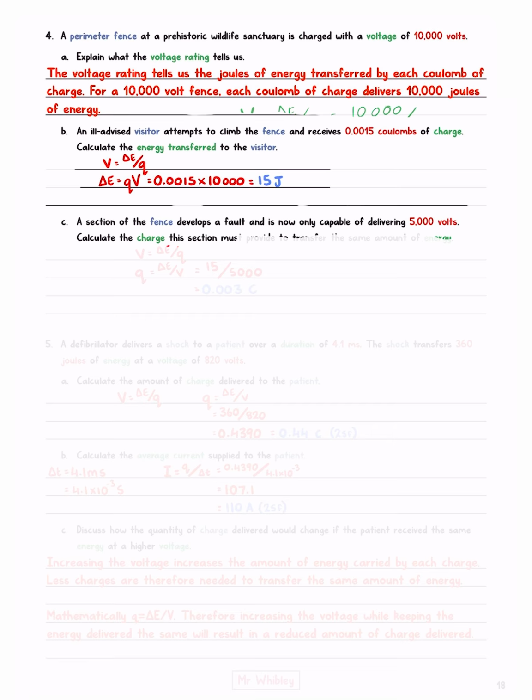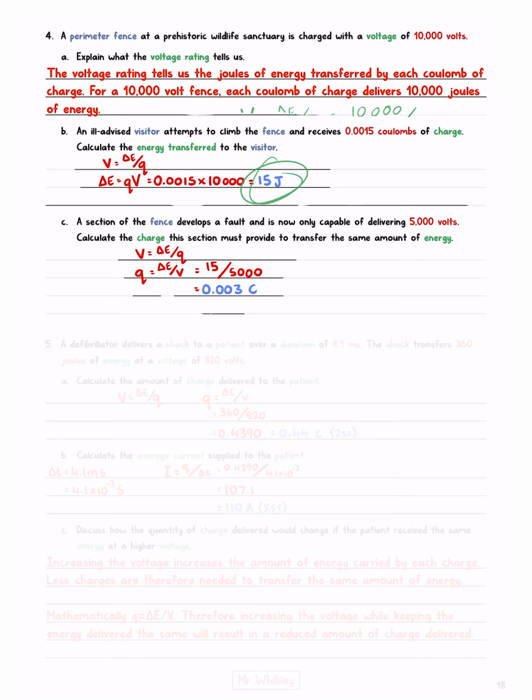Calculate the charge this section must provide to transfer the same amount of energy. Knowing that voltage is energy per charge, we can swap our voltage and our charge around to find that charge is the change in energy per voltage. Putting in this same amount of energy, 15 joules, and our 5,000 volts, gives us 0.003 coulombs.